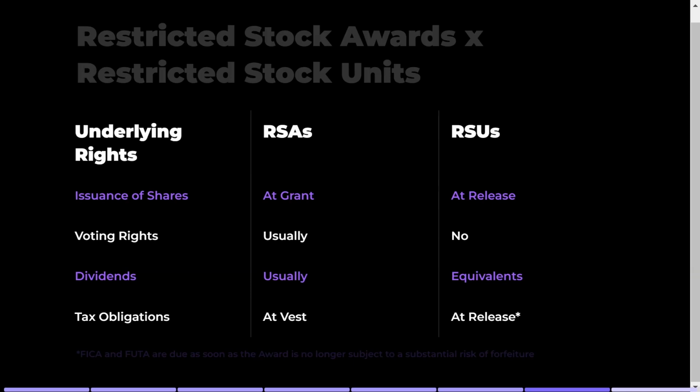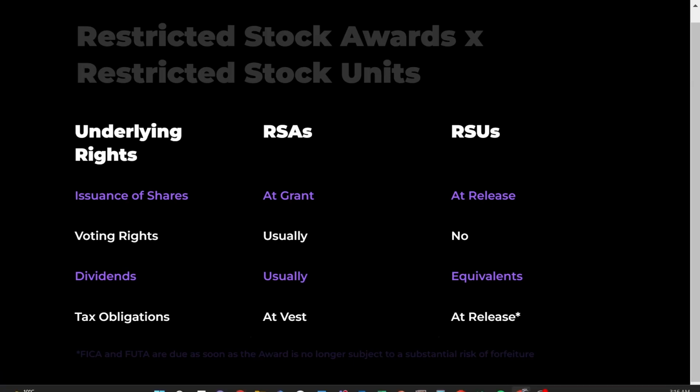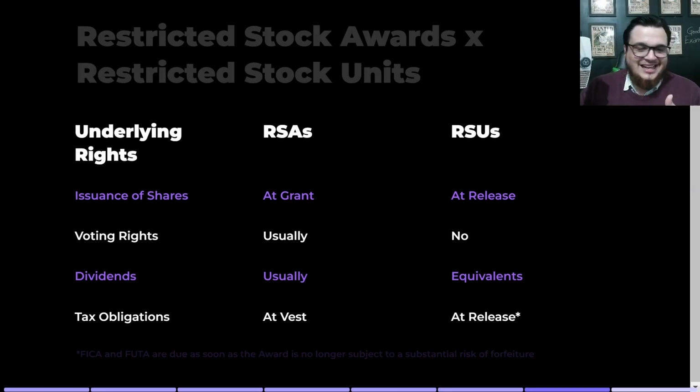That means that if a company grants you 10,000 RSAs to vest over 4 years, even though the restrictive conditions will be waived over these 4 years, what you have right now is stock, is shares. And for that reason, you will usually get voting rights, you will usually get dividends, just as if you actually had shares.